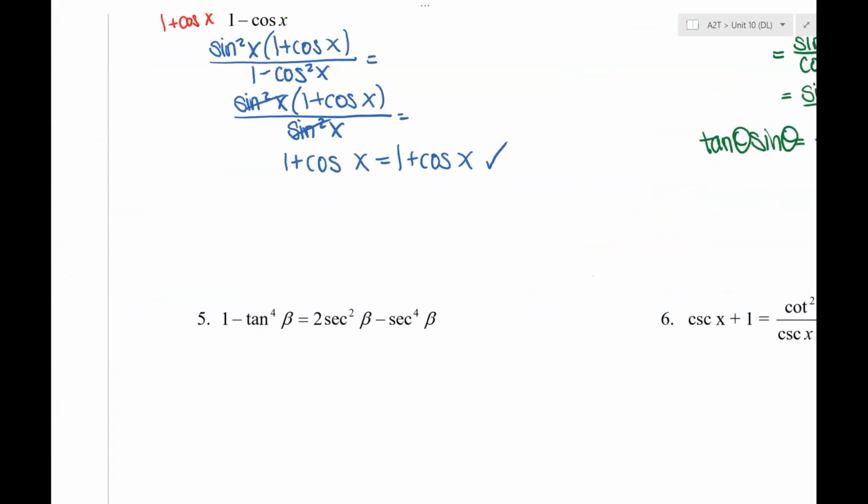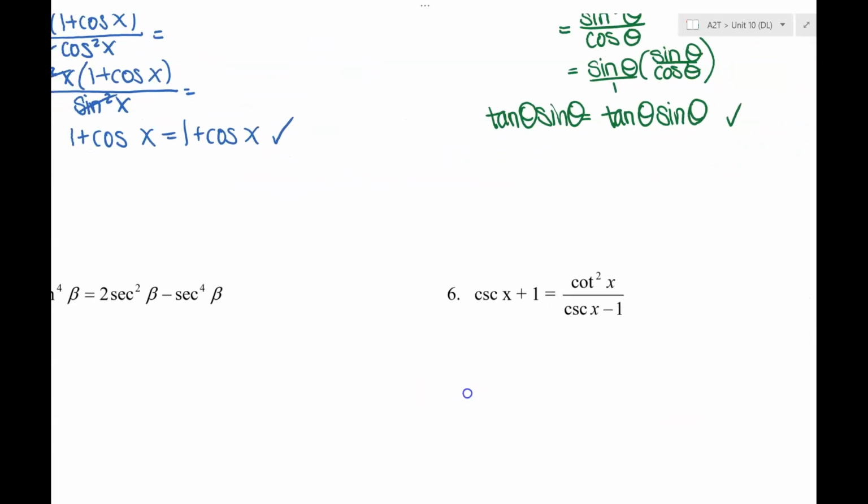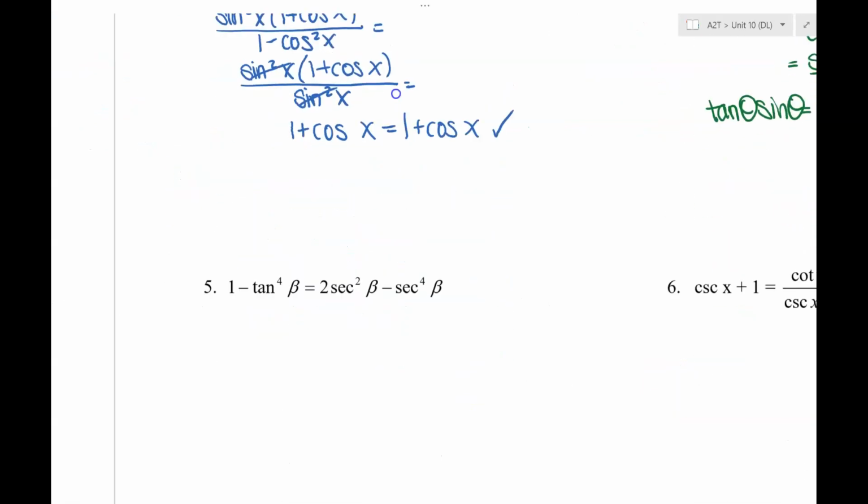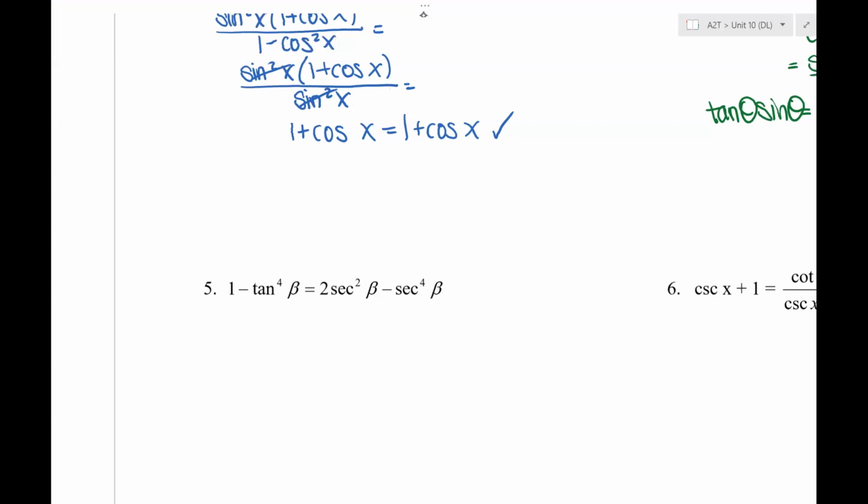Okay, number 5. Number 5 is the last one I'm going to do with you, and then number 6 you guys can try, because number 6 is a little bit similar to number 3. I'll stay green. Okay, am I still green? Yes. Just making sure. All right, 1 minus tangent to the 4th beta is equal to 2 secant squared beta minus secant to the 4th beta.